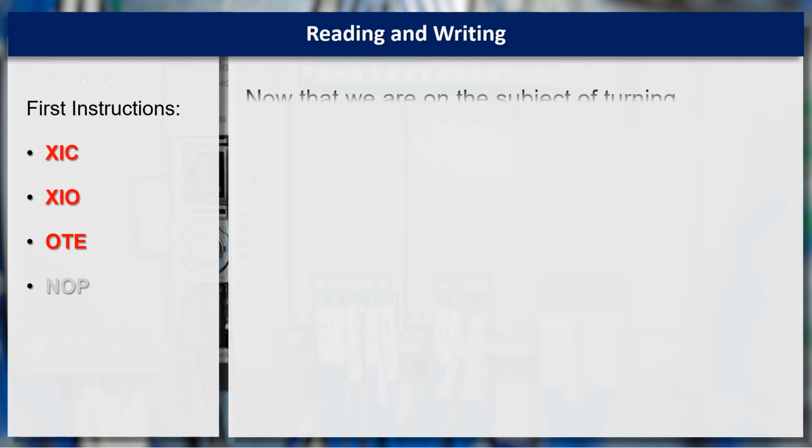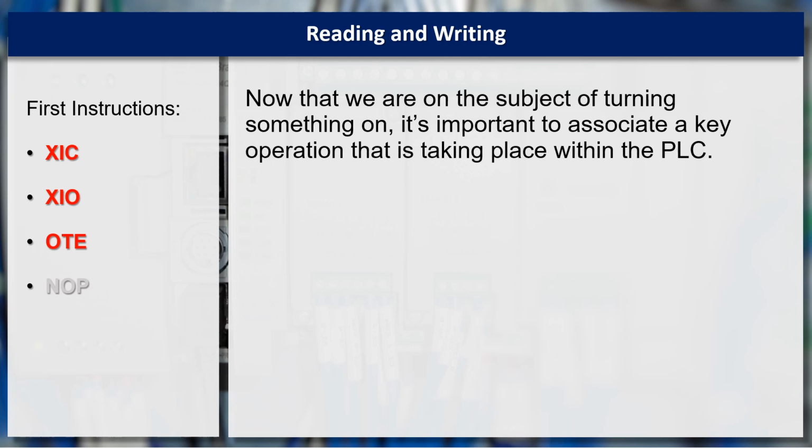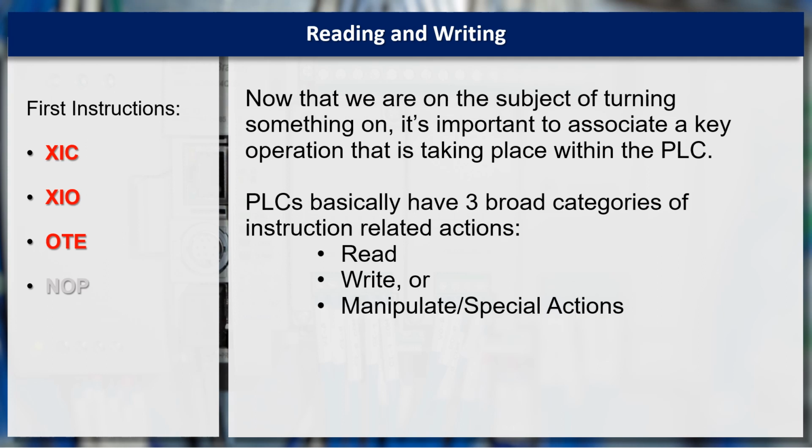Now that we are on the subject of turning something on, it's important to associate a key operation that is taking place within the PLC. PLCs basically have three broad categories of instruction-related actions: read, write, or manipulate, or take special actions, which are generally reading, calculating, and writing, or some variation.